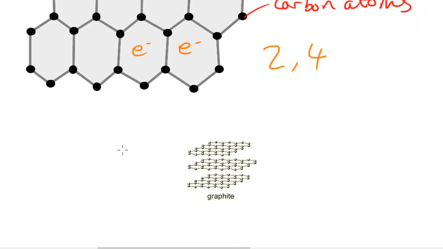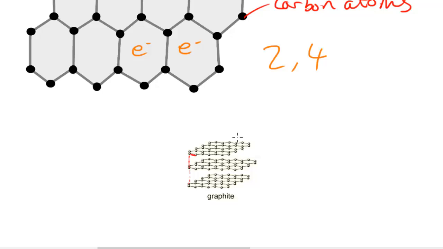Now if we take a look at the way the sheets are arranged, this is a small diagram of how the sheets would be arranged. One thing you might notice is that the length of the covalent bonds between these carbon atoms is quite short compared to the distance between the carbon atoms in different sheets. The reason is that between the sheets there are no covalent bonds, so they're not held tightly together by covalent bonds.